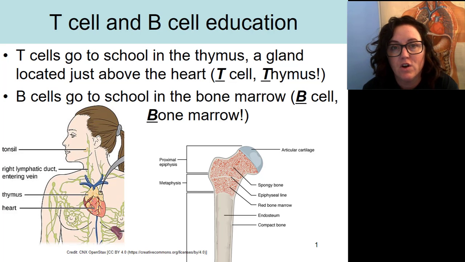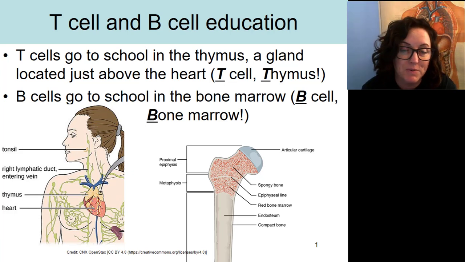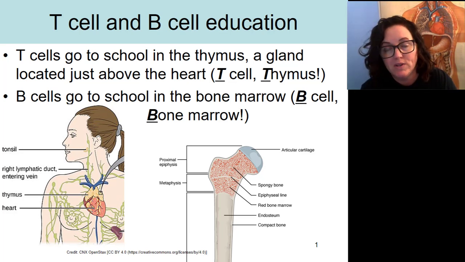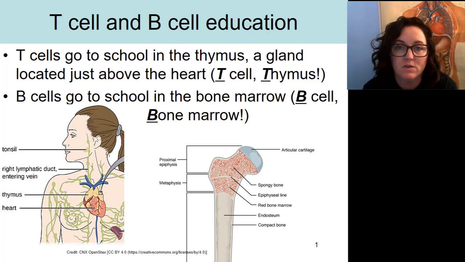T cells are called T cells because they go to college in the thymus. B cells go to college in the bone marrow. So both T cells and B cells are born, if you will, in bone marrow. So they both are a type of leukocyte, and leukopoiesis occurs in our bone marrow. So they're both born in the bone marrow. B cells stay in the bone marrow, while T cells will migrate to the thymus. But once the T cells are in the thymus and once the B cells are in the bone marrow, they go through the same processes.